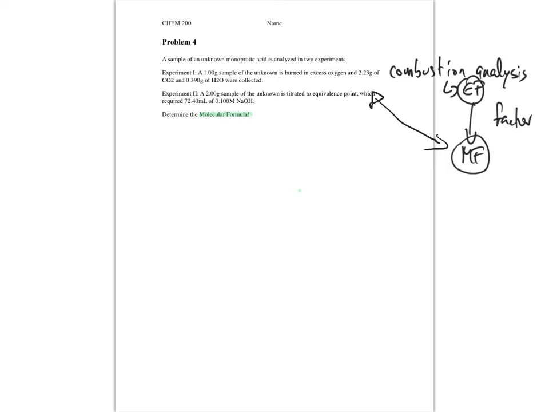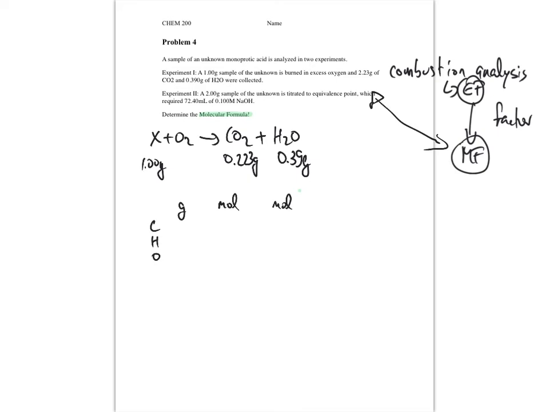What we first want to do is determine the empirical formula. And usually what I do is I write down a kind of unbalanced chemical equation. I put my masses that are given there, and the sample was 1 gram. And then I need to use this information to determine the grams of carbon, hydrogen, and oxygen. Why? Because I want to have a table which has carbon, hydrogen, oxygen, which has the grams, the moles, and the mole fraction.